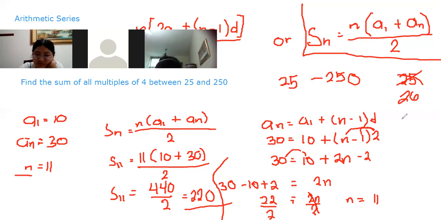Sa A sub n naman natin, diba, we have 250. So, pababa naman tayo. Kasi dulo na yung 250 natin eh. Si 250 ba multiple ni 4? So, kung hindi siya multiple ni 4, punta ka naman kay 249. Kung hindi pa rin siya multiple, punta ka naman kay 248. Hanggang sa makita mo kung sino yung multiple niya. Okay? Doon natin makikita si A sub 1 pati si A sub n or our last term.